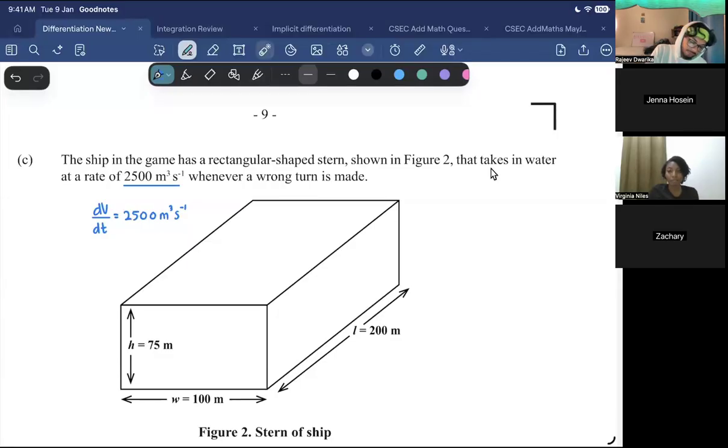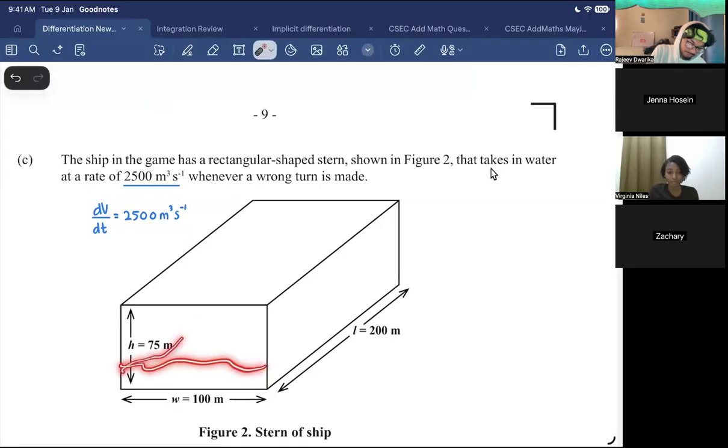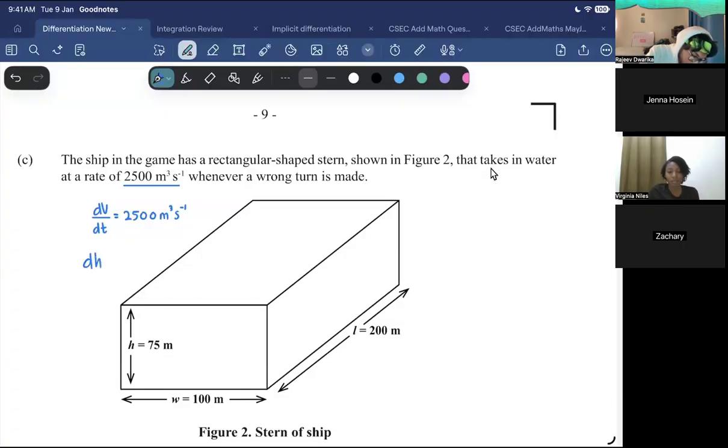Talk to me, guys. If water starts filling this thing up, the depth? No, what's another word for depth? Height? Height. So dh/dt. The height would change with respect to time, and then the volume would change with respect to height, because the height goes up. Volume is dependent on height, like height is in the volume formula.